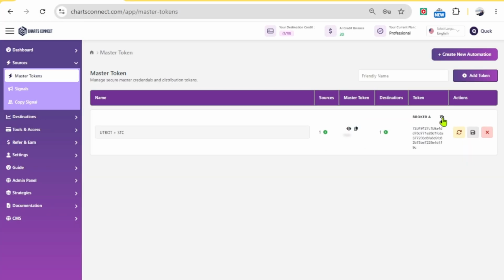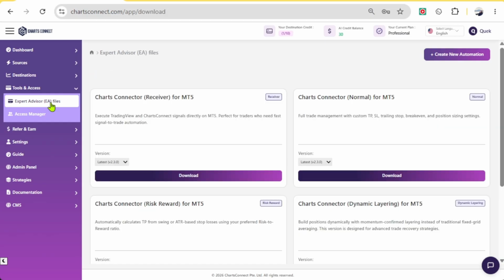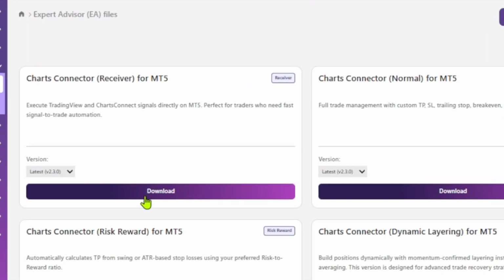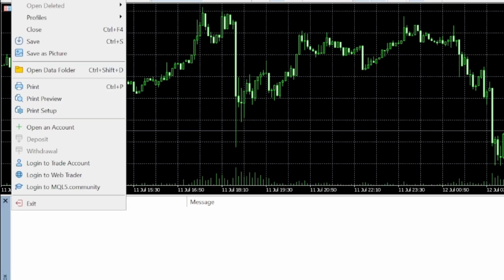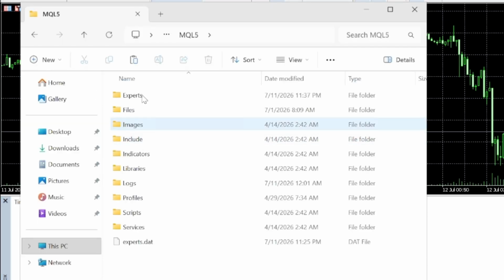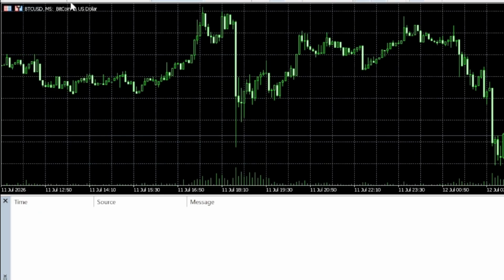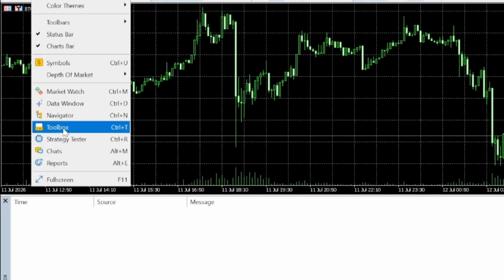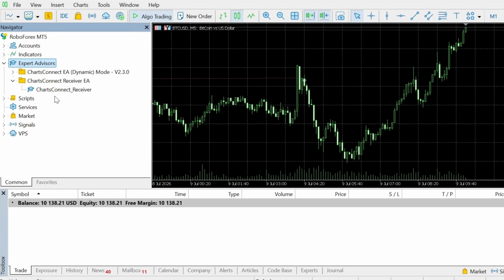Now let's download the receiver EA from ChartsConnect. You need to download the receiver EA from Tools and Access, Expert Advisor EA. Download the receiver EA to receive all the alerts from TradingView. Unzip the folder and copy this file. In your MT5, go to File, Open Data Folder, click MQL5 and Experts. Paste the file you just copied inside here. Now go to View and open up your Navigator. Refresh the Expert Advisors. So now you should see the receiver EA here.